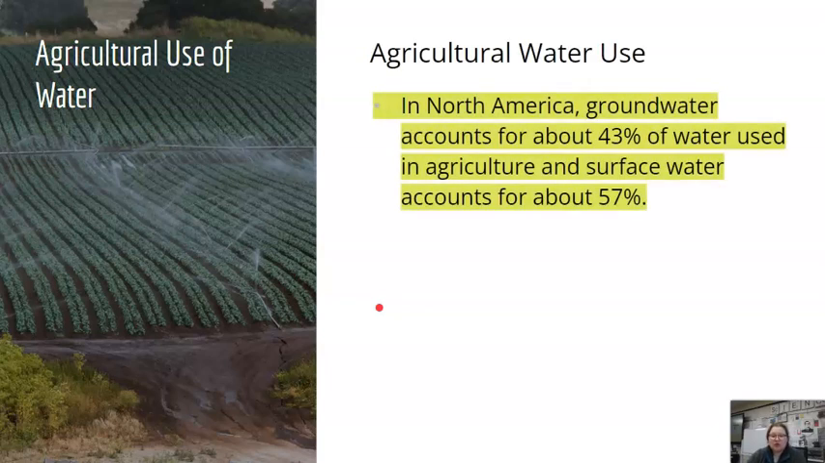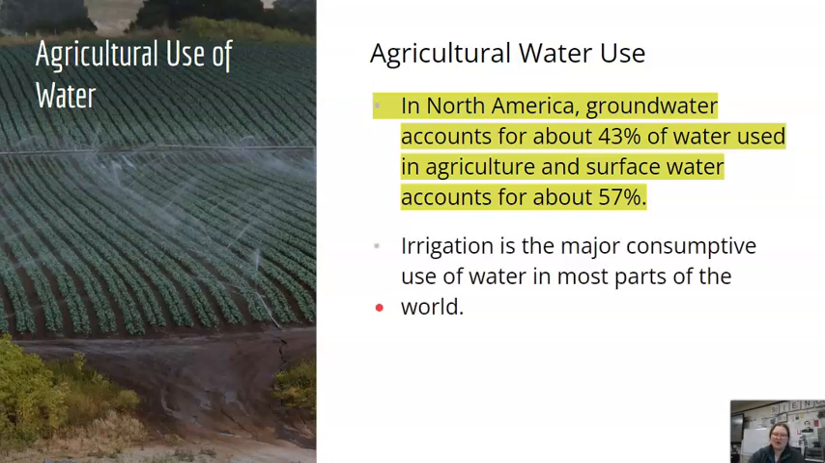So for agricultural use of water, in North America, groundwater accounts for about 43% of water used in agriculture, and surface water accounts for about 57%. So we are pulling water out of our groundwater resources, out of those aquifers, to water our crops. Food is important, but we're biting into our groundwater supply, which is not great.